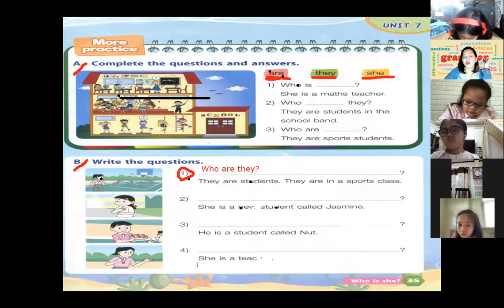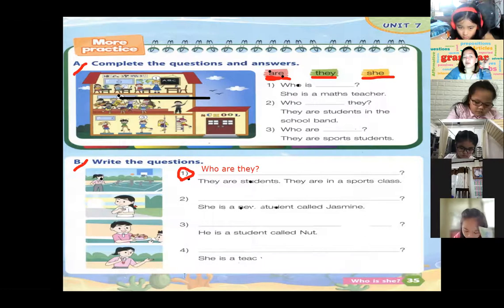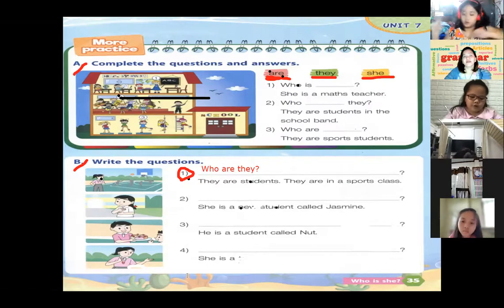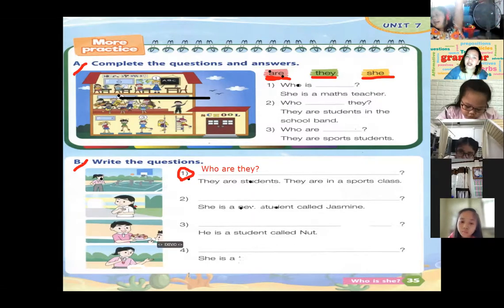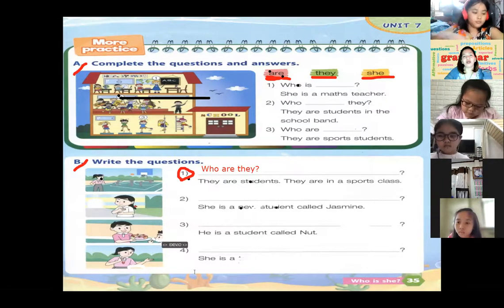Okay, number 4, she is a teacher. The teacher, you can see from the photo, is a girl. And we use she because she's a girl. And we always start with who. W-H-O, who?